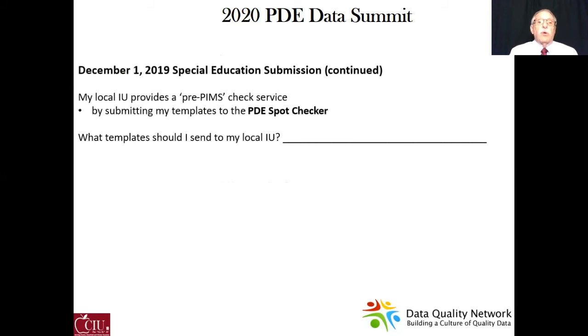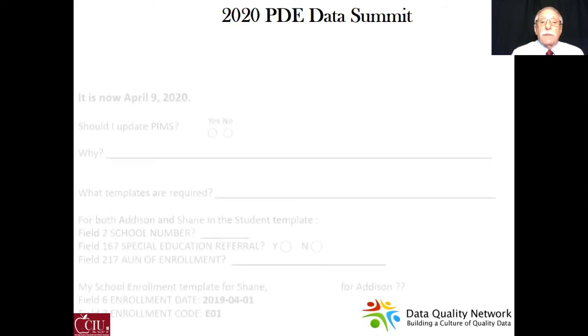So I know that my local IU provides a pre-PIMS check service to check my templates, and they send them to the PD spot checker. So what templates should I send to my local IU? I should send them my special ed snapshot and my student template. That allows me to find any errors and fix them up before I submit them to the PIMS sandbox and then PIMS production. So I recommend that you take advantage of that service.